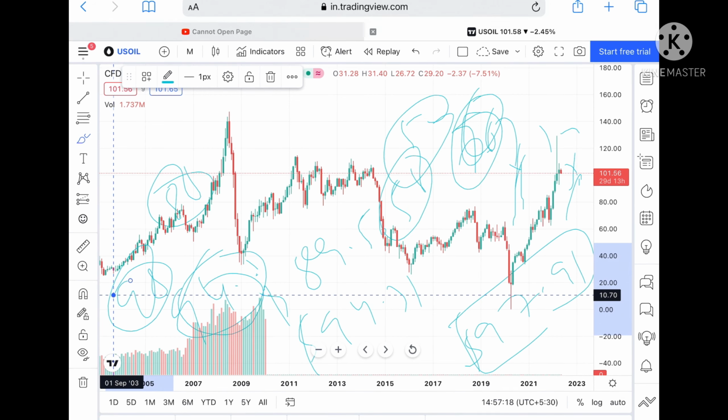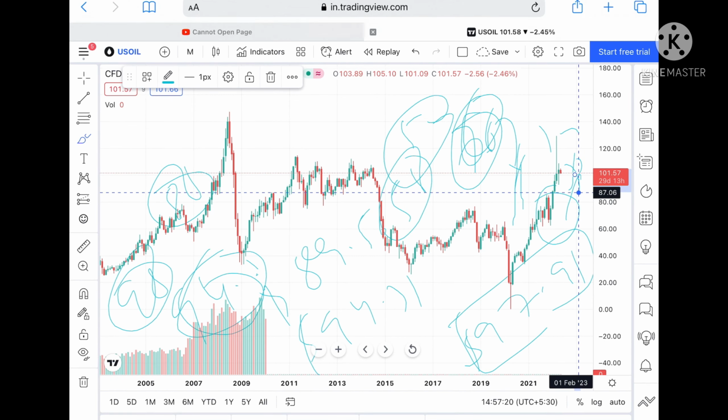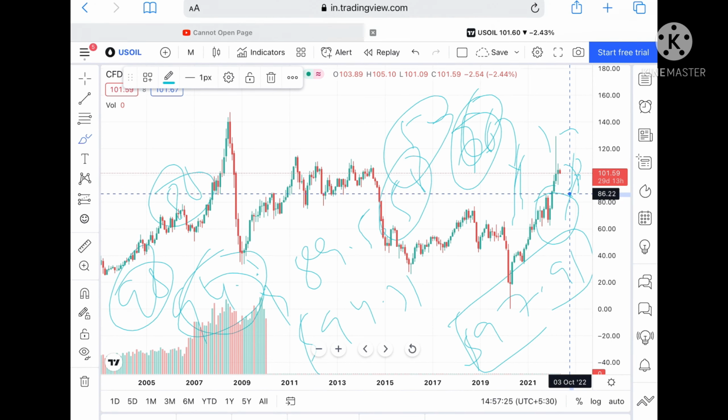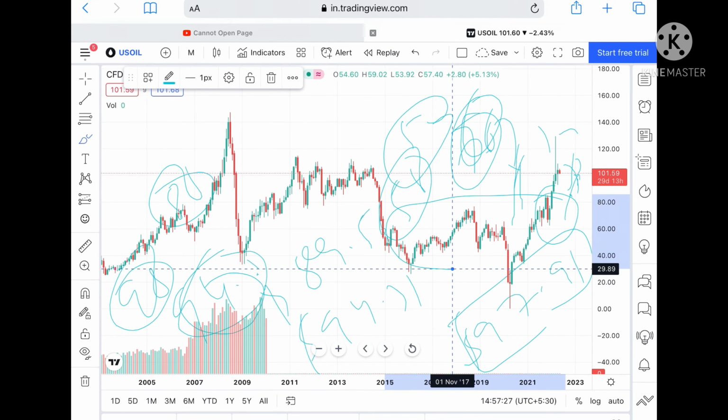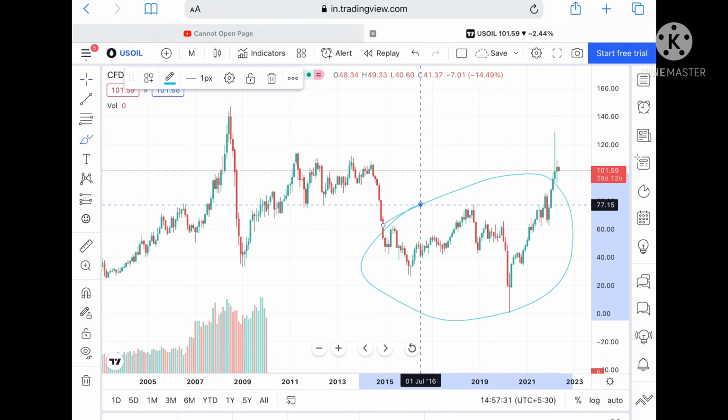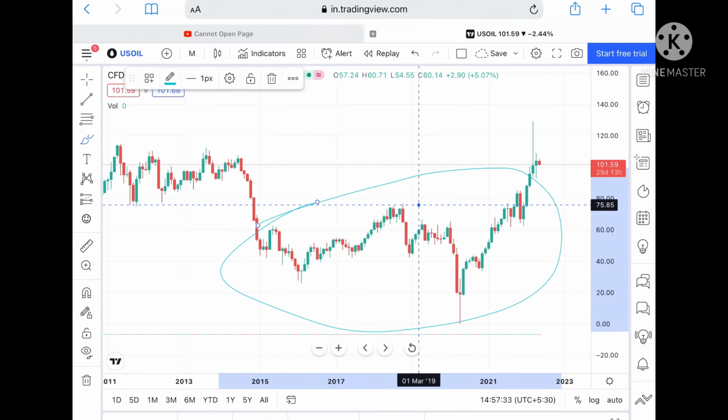Because this is the particular range where we have not seen the price of crude come. So once it goes below 88, then in this particular range the crude can move further. Any doubt regarding this, you can mail me. I have already explained it.